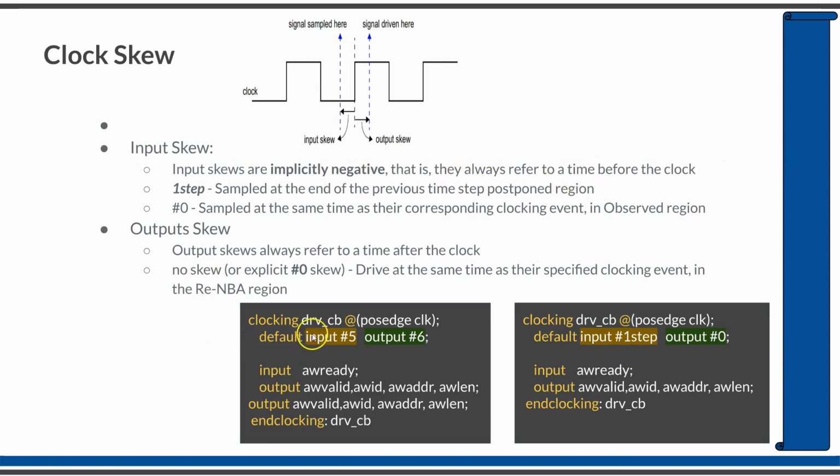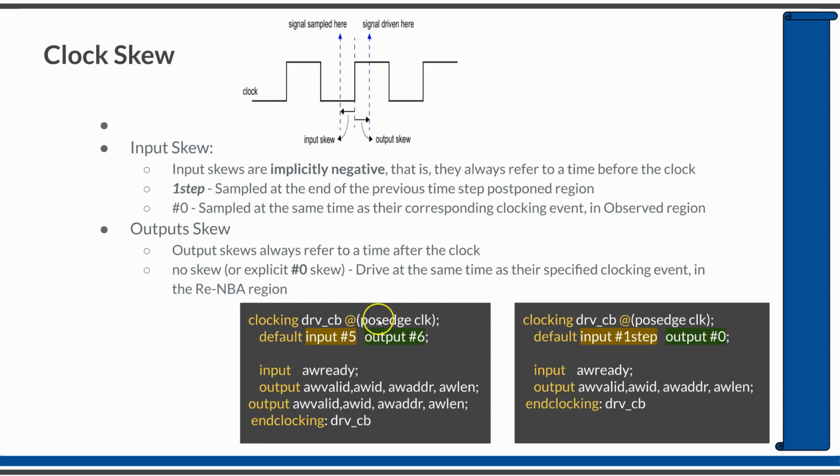So let's look at an example here. If you're defining default input skew as input #5, it means that whatever the input values in this clocking block are, when they are read, the value used is the one from 5 time steps before the clocking event. Time steps or time units are the basic time unit you can specify in the simulation control. So if it is 1 nanosecond, in this example it would be 5 nanoseconds, where the value of this input signal will be its value 5 nanoseconds before the positive edge of this clock.